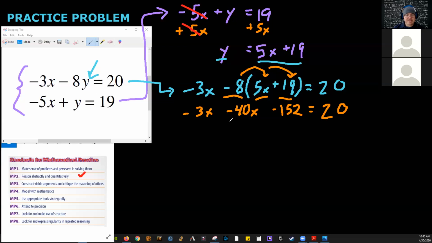Okay. So what next? Okay, combine like terms. I'm seeing that there's a negative 3x and a negative 40x, and they can go together. So that would make negative 43x. And I'm going to go ahead and do my abstract rule now. I'm going to go ahead and add 152 to both sides. So I'm going to have negative 43x is equal to 172.